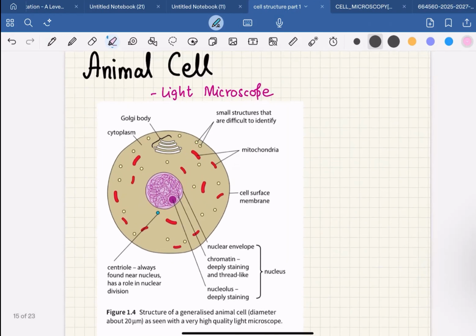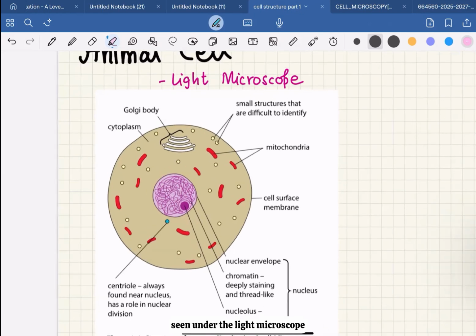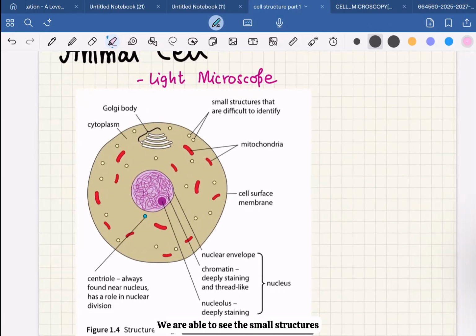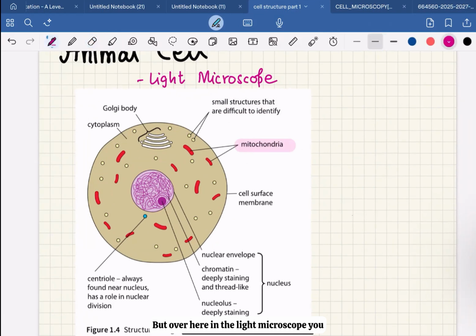So, the structure of the animal cell as seen under the light microscope, let's discuss it. We are able to see the small structures which are difficult to identify. Then you can see the mitochondria, but you cannot see the internal structure of the mitochondria as you were seeing in the electron microscope. In the electron microscope, you see the internal structures of the mitochondria as well, right? But over here in the light microscope, you will not be able to see the internal structures of the mitochondria. You will just be able to distinguish the mitochondria like this.